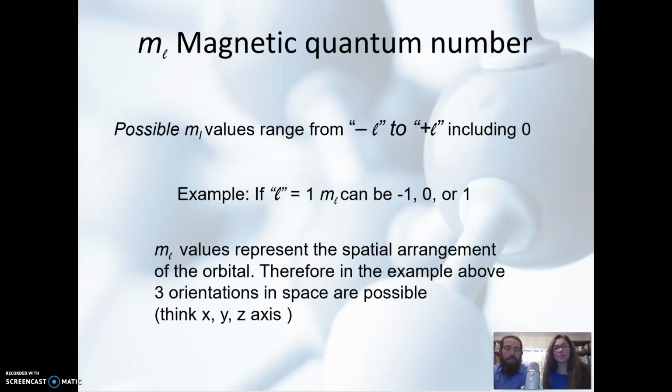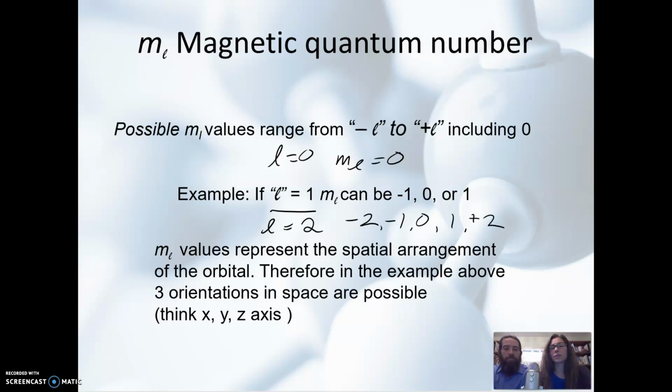So m sub l is the magnetic quantum number, and possible m sub l values range from negative l to positive l, and that includes zero. These are integers. So when l is 1, m sub l can be -1, 0, or 1. When l is 0, m sub l can only be 0. If l is 2, m sub l can be -2, -1, 0, 1, or +2.